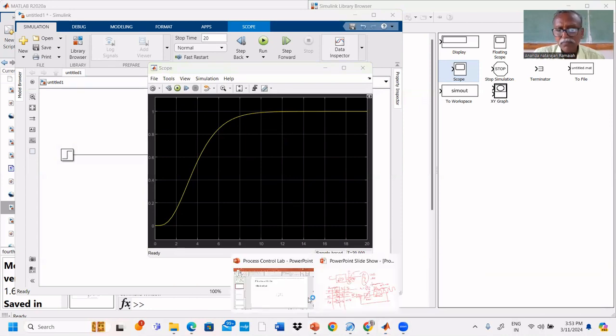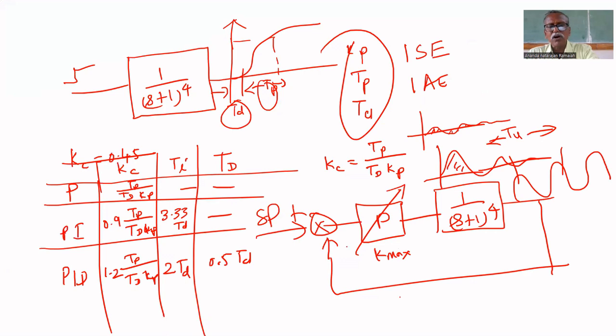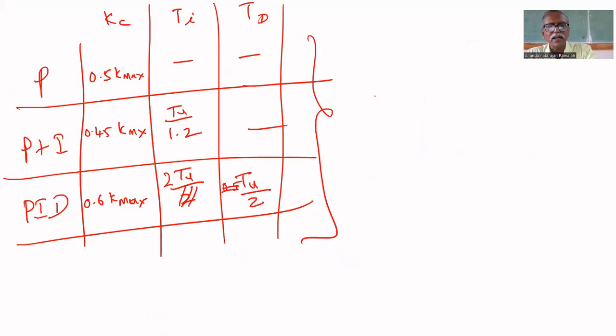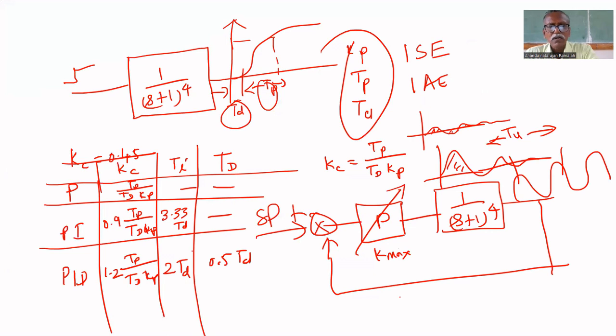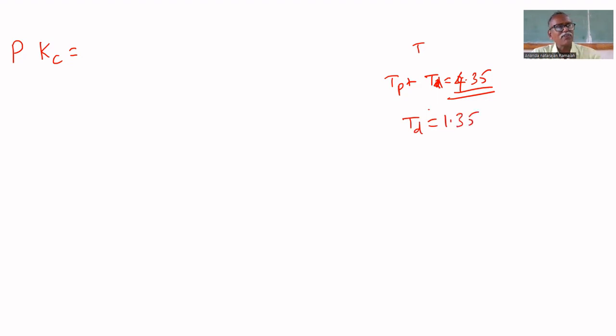Let us go here. I know the values, so I'll find the tuning parameters by the reaction curve method. Kc equal to what, for P only controller? Tp plus Td, the total time taken to reach 63.2%, is 4.35. Here, dead time is 1.35. Td equal to 1.35, from the graph you can get. Therefore, Tp equal to 3 seconds. Kp equal to 1.